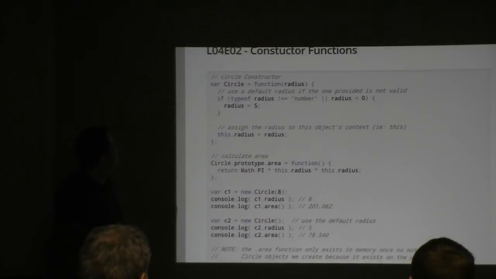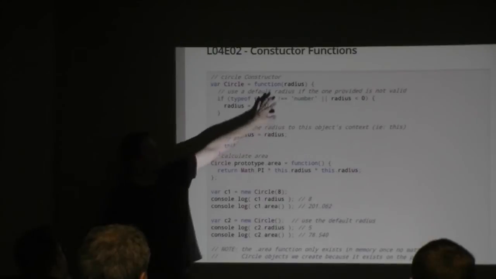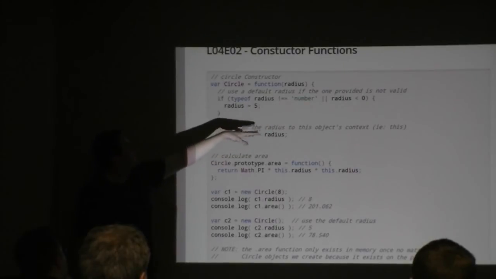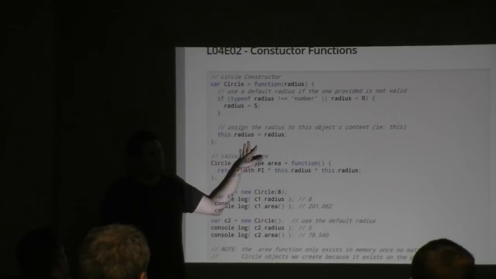Okay. Constructor functions. This is, like I promised, the most complicated slide on the deck. Okay, so we have Circle, and it's a function. Pass in radius. If the radius is a number and it's greater than 0, we'll take whatever you give it; otherwise we'll give it a 5. And we're just going to set this.radius equal to the value that we put in.